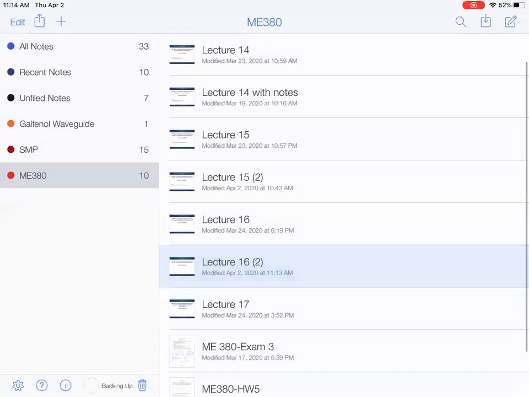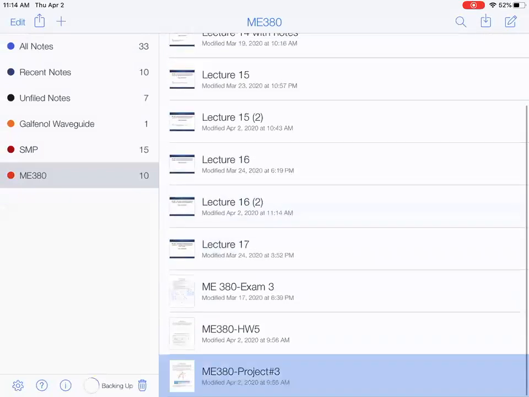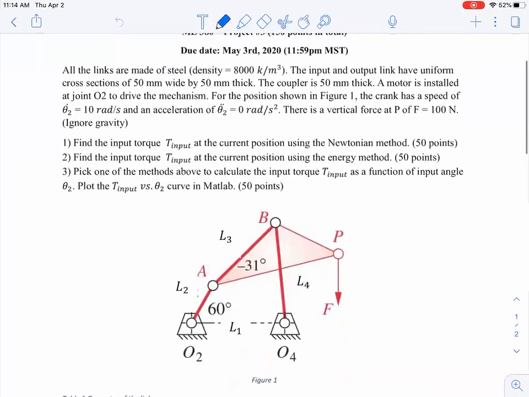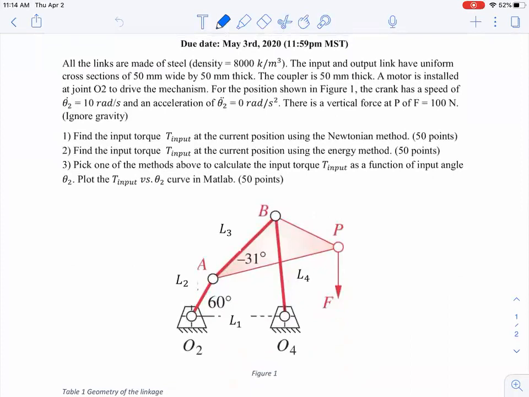Let me go back to project number 3. So that's our project number 3. It is a 4-bar linkage. You saw this before in position analysis and velocity analysis. But in this case, I'm going to give you a force F at point P. And then we need to find out what is the input torque, T input, at joint O2.